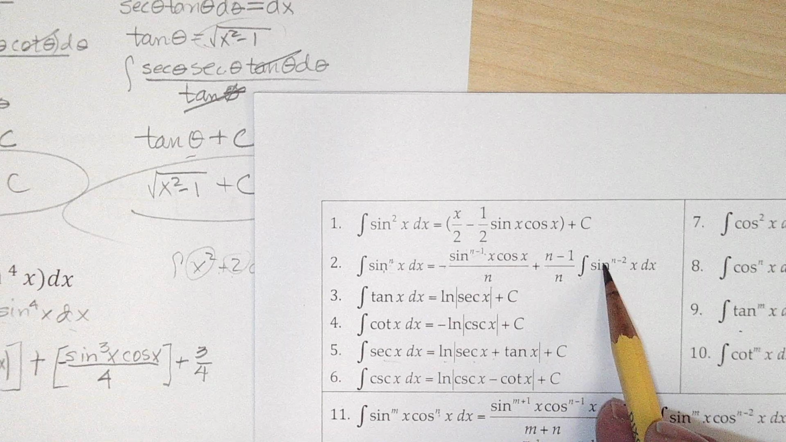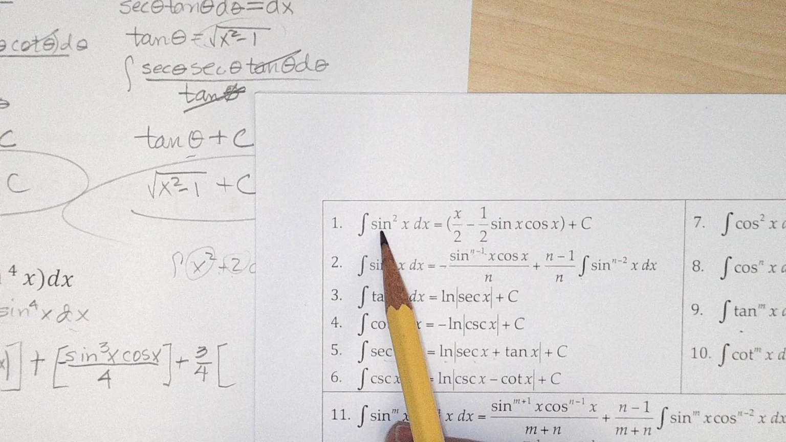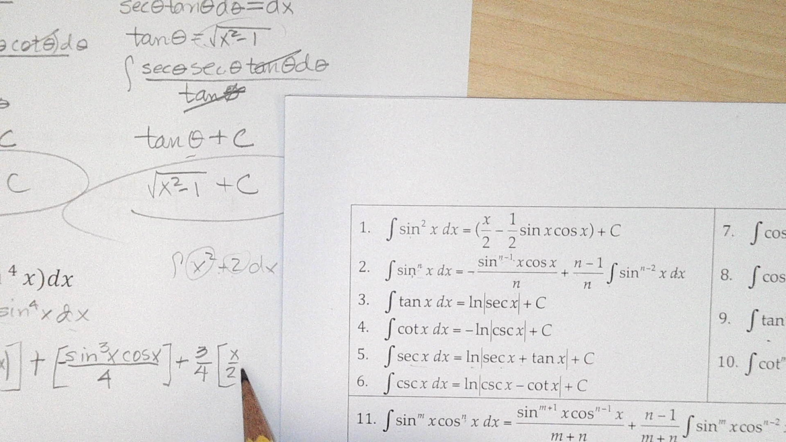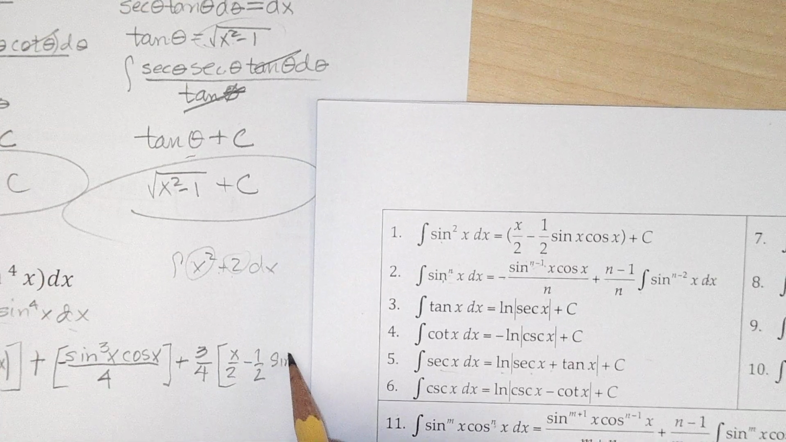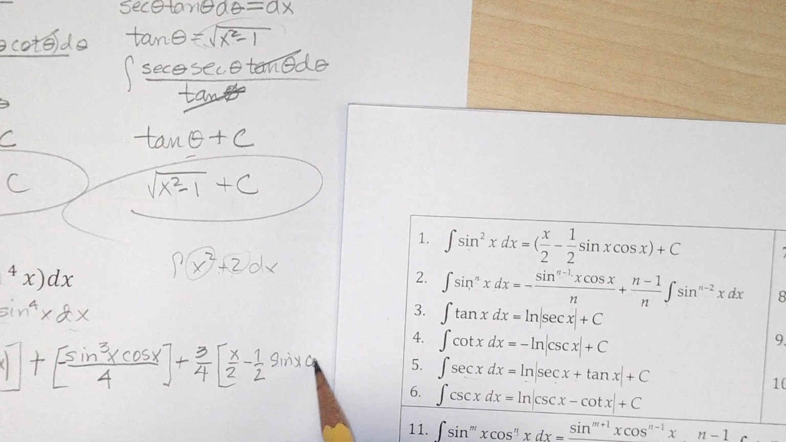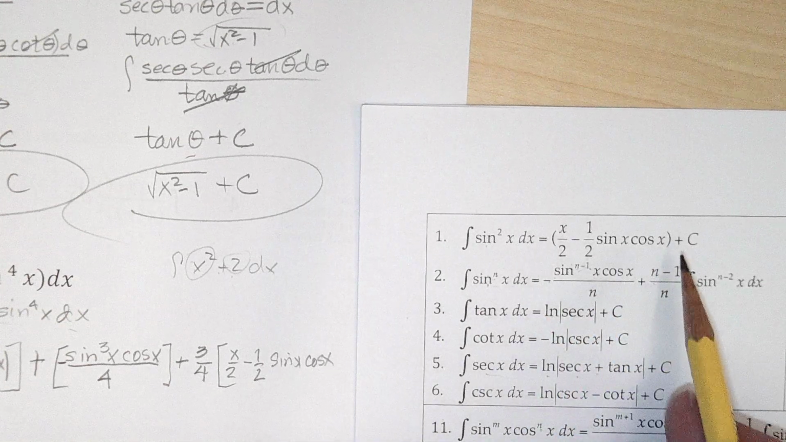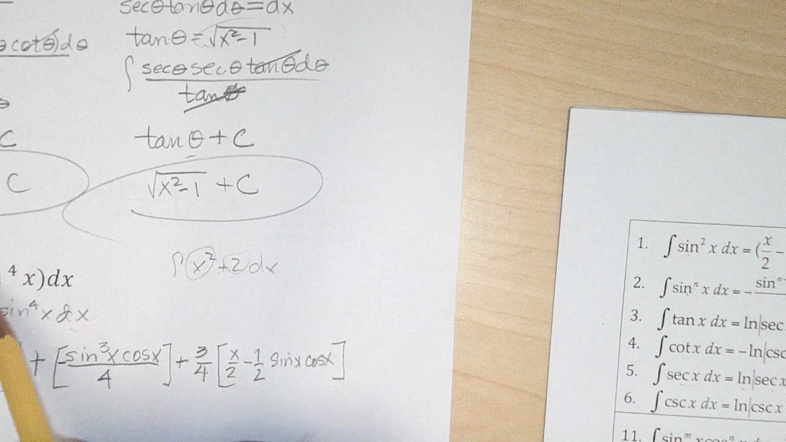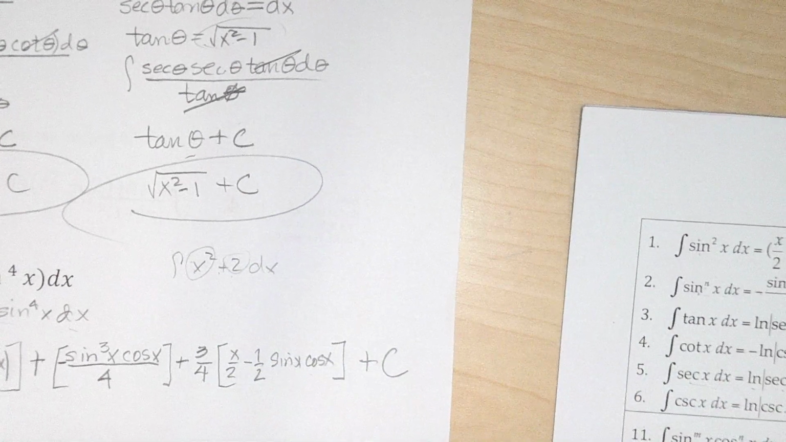Antiderivative of sine squared. So I'm going to go right to what is the sine squared? That is x over 2 minus 1/2 sine x cosine x. And then that's all of this plus c. Okay.